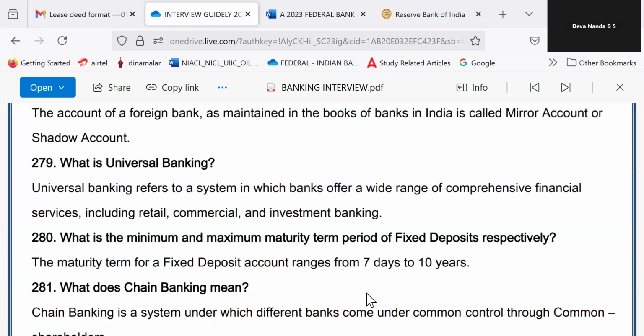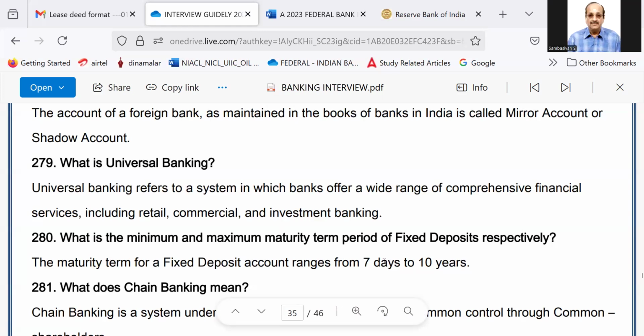What is the minimum and maximum maturity time period of fixed deposits, respectively? The maturity term of a fixed deposit account ranges from 7 days to 10 years. So this is one favorite question in the Federal Bank interview. What is the difference between fixed deposit and recurring deposit? Fixed deposit minimum number of days 7 days, recurring deposit minimum 6 months. Fixed deposit maximum number of days 10 years, RD also 10 years.